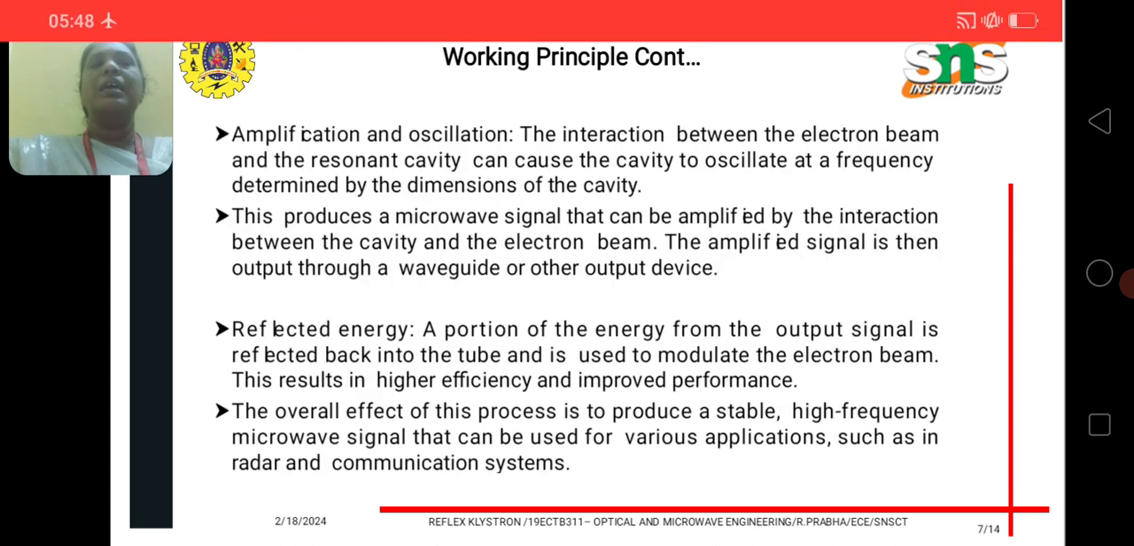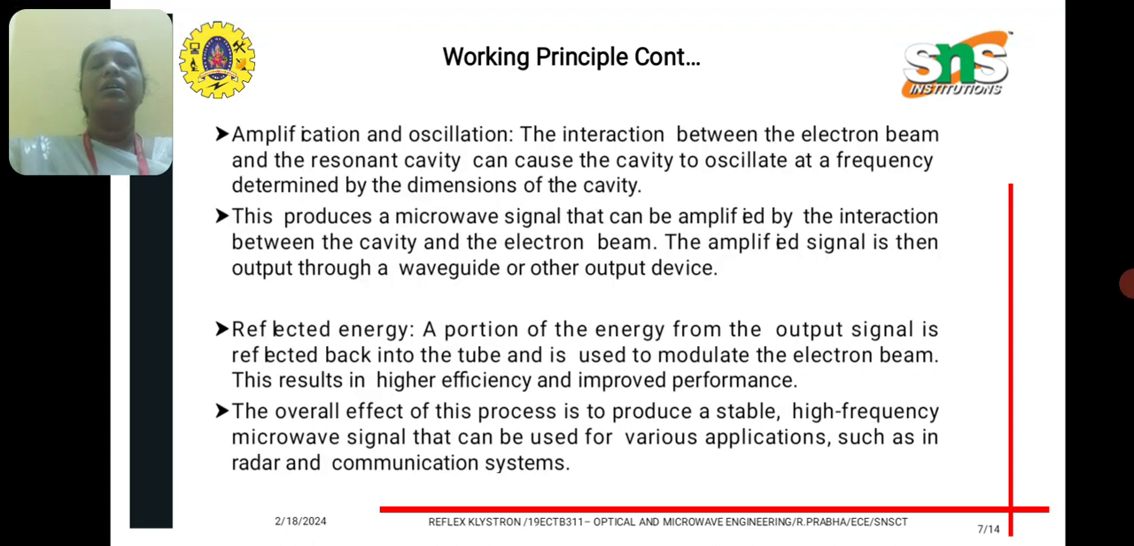So next is amplification and oscillation. This happens when the interaction between the electron beam and the resonant cavity causes the cavity to oscillate at a frequency which is determined by the dimensions of the cavity. This produces a microwave signal that can be amplified by the interaction between the cavity and the electron beam. The amplified signal is then output through a waveguide or other output device.